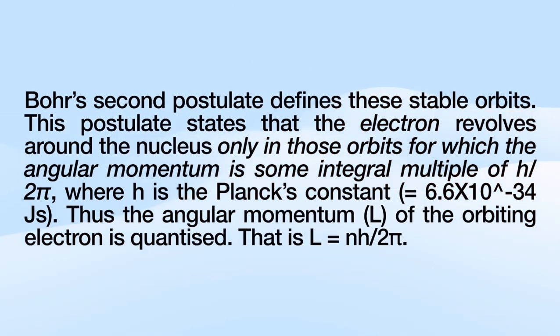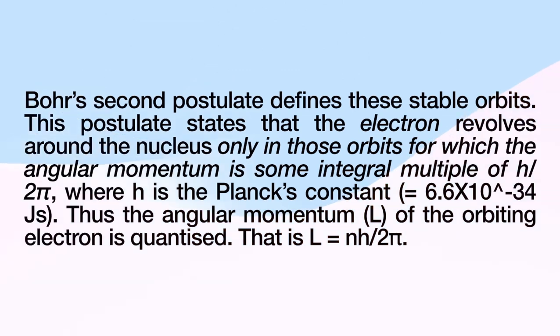The second postulate goes like this. Bohr's second postulate defines these stable orbits, that is the stable orbits which we have discussed earlier in the first postulate. This postulate states that the electron revolves around the nucleus only in those orbits for which the angular momentum is some integral multiple of h by 2 pi, where h is the Planck's constant, whose value is 6.6 × 10^-34 joule second. Thus, the angular momentum L of the orbiting electron is quantized, that is, L is equal to nh by 2 pi.